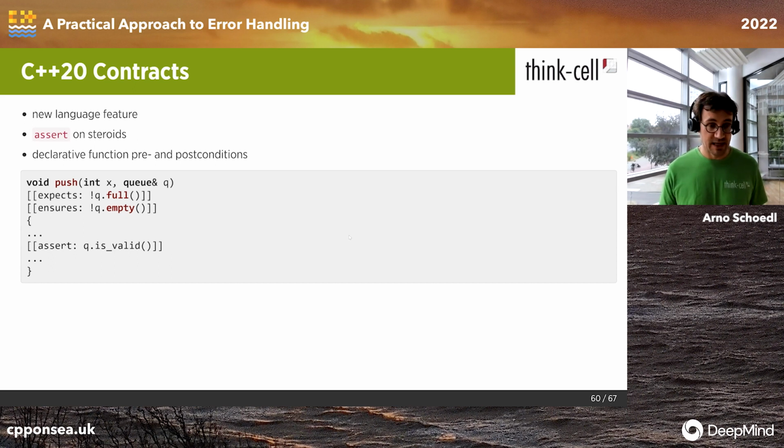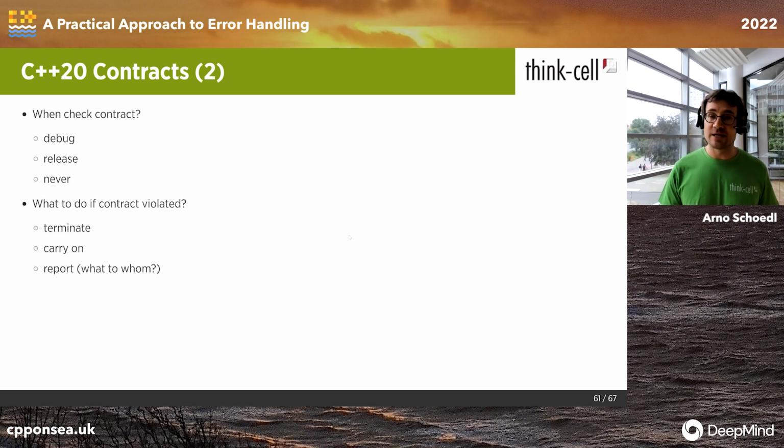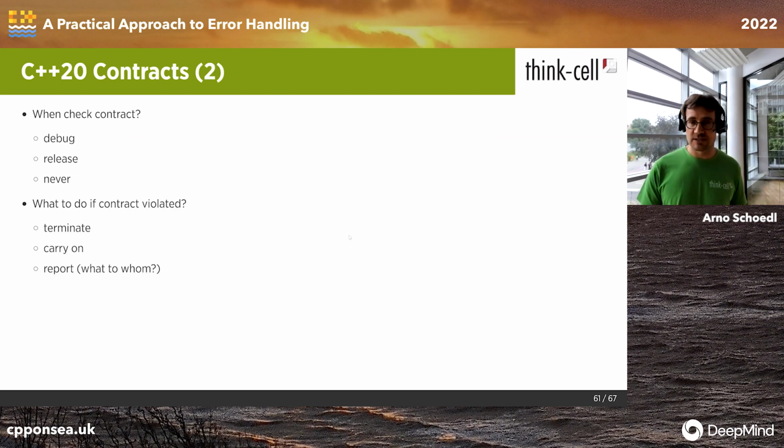documentation character. Now, the problem is that when they wanted to introduce this feature, there were many questions, and these are the kind of questions that we talked about in this talk. So how do you check the contract? When do you check the contract? Do you check it in debug? Do you check it in release? Are there contract conditions that you never check, that you just want to have as documentation? Now, what do you do if the contract gets violated, if the check fails?